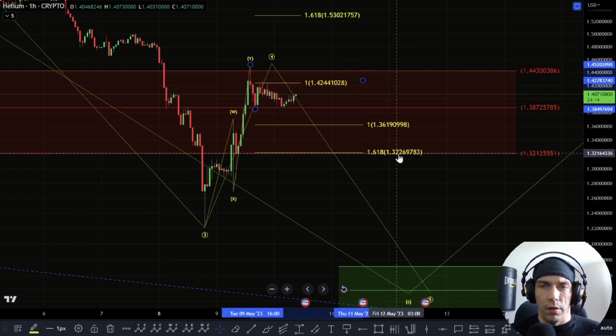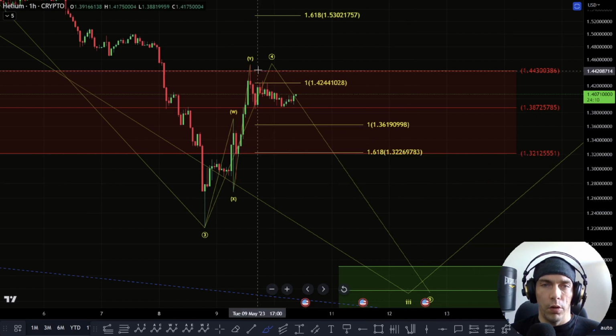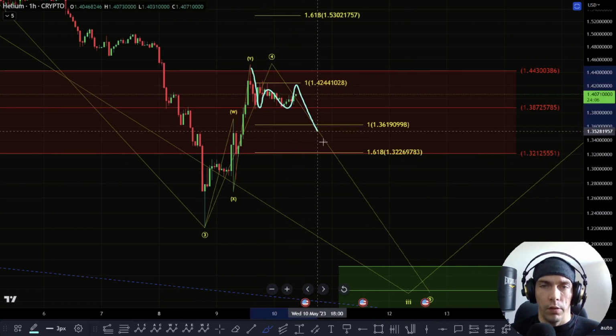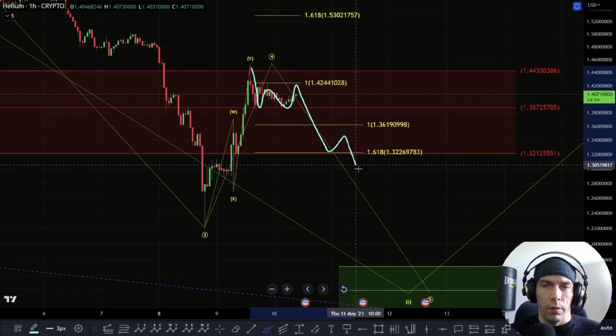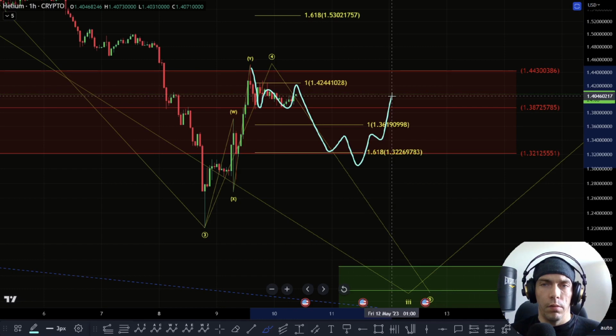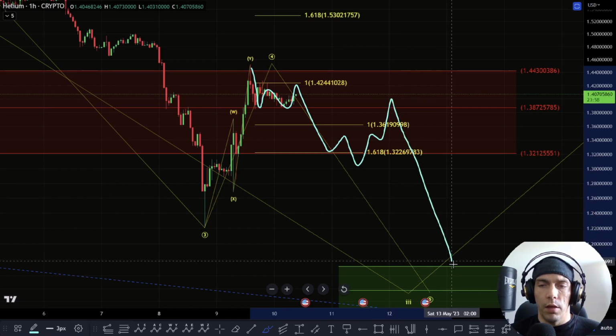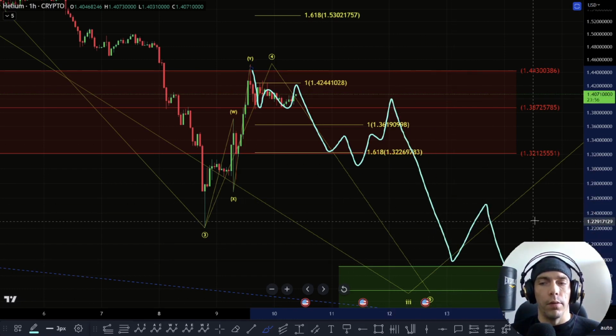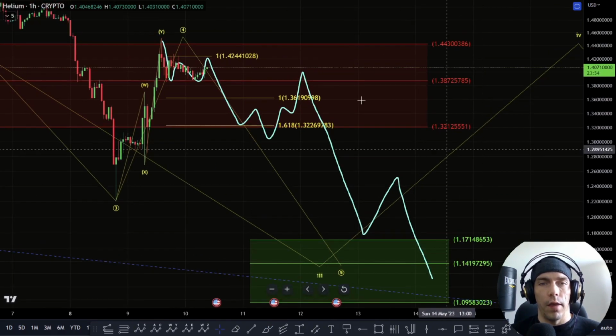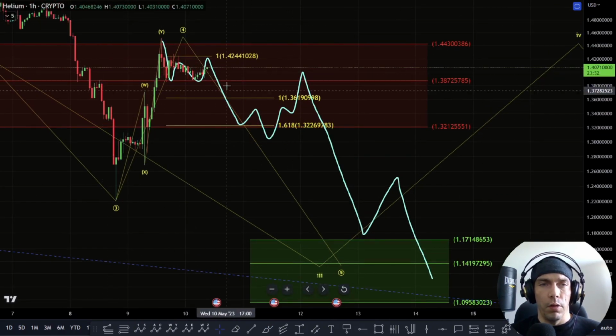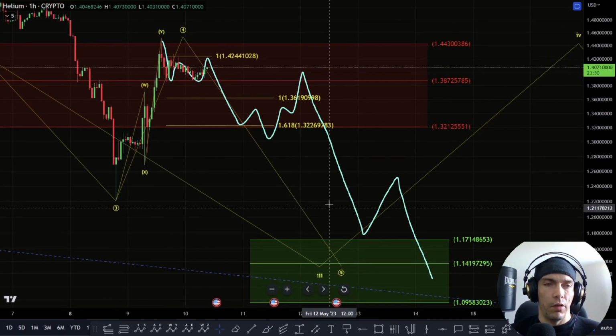which looks to actually break down past this $1.32. If we do get a 5-wave move that breaks down past this $1.32, what I'd be looking for is basically something like this for a third wave, a fourth wave, and a fifth wave. In which case, what we'd then be expecting is another 3-wave move to the upside, a third wave down, a fourth wave, and a fifth wave down, looking to take us into this area.